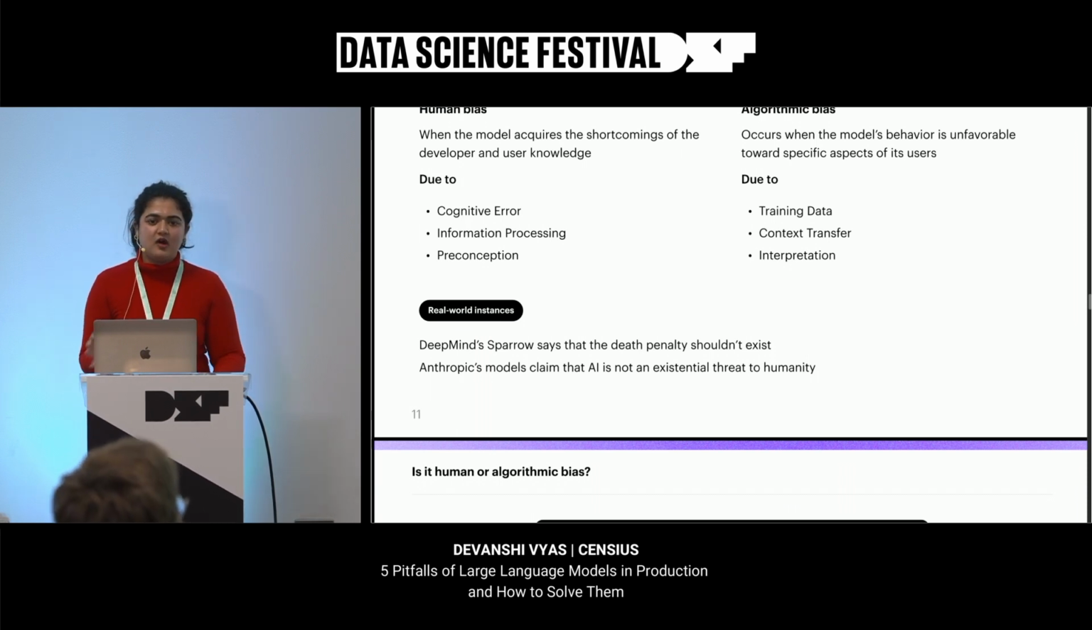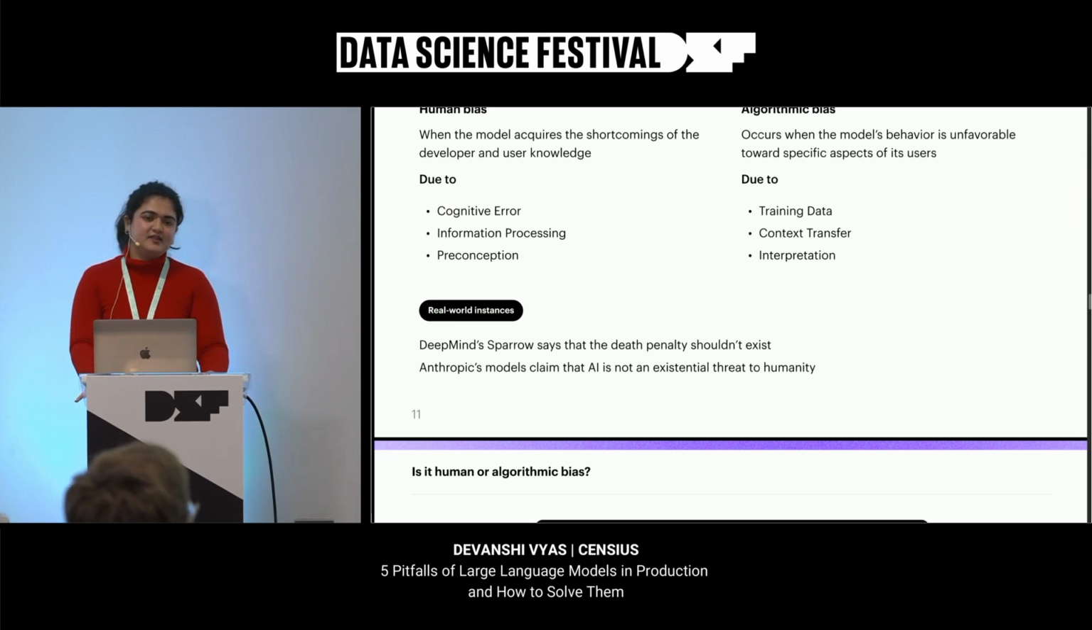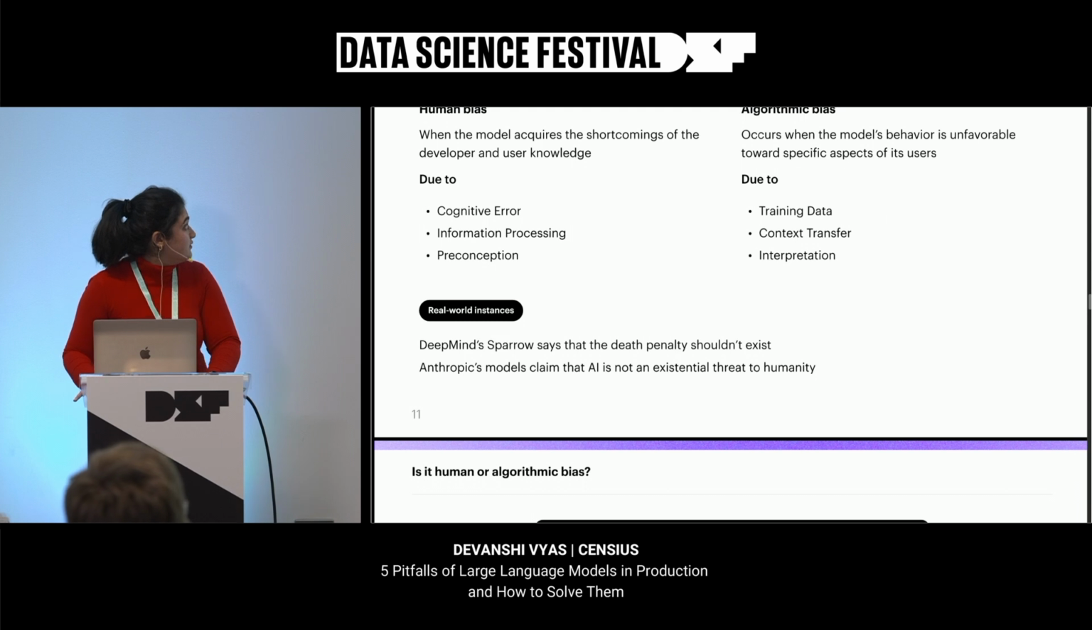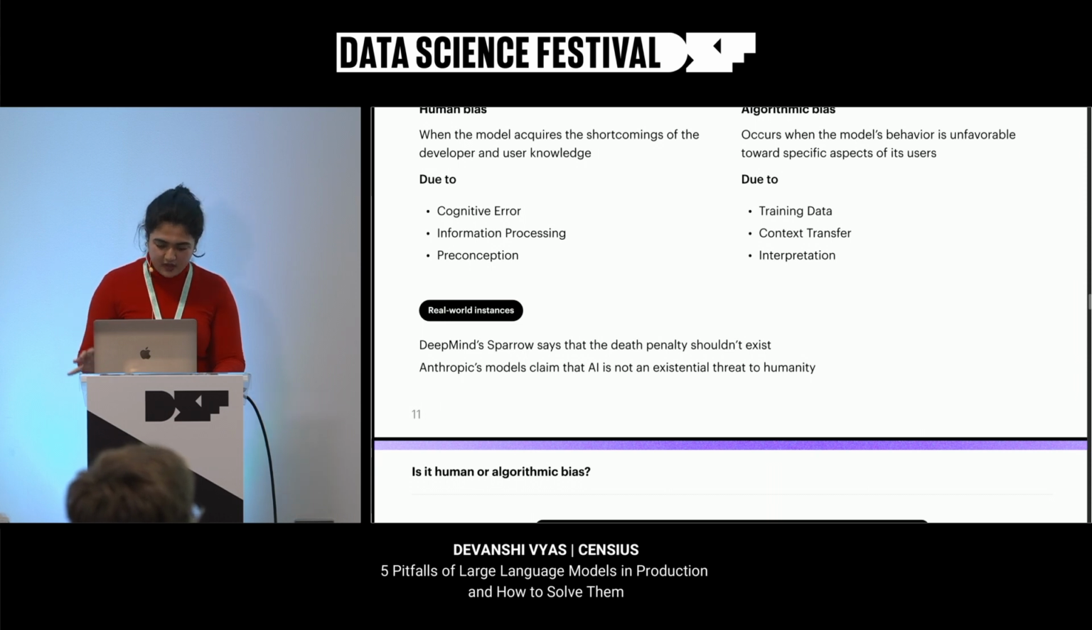This is where a model is kind of like a sponge. It soaks up the shortcomings of developers that are developing the model and whatever knowledge they're feeding it. And this can generate from cognitive error, flawed information processing, and preconceived notions that are ingrained into the model, and taints the model's ability to generate fair, balanced output. The second one is algorithmic bias.